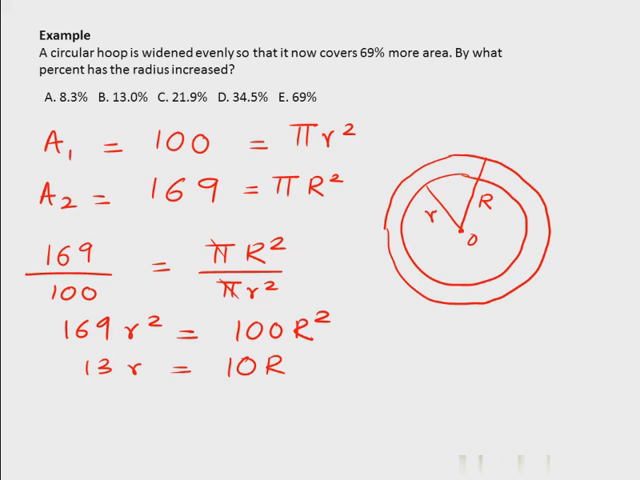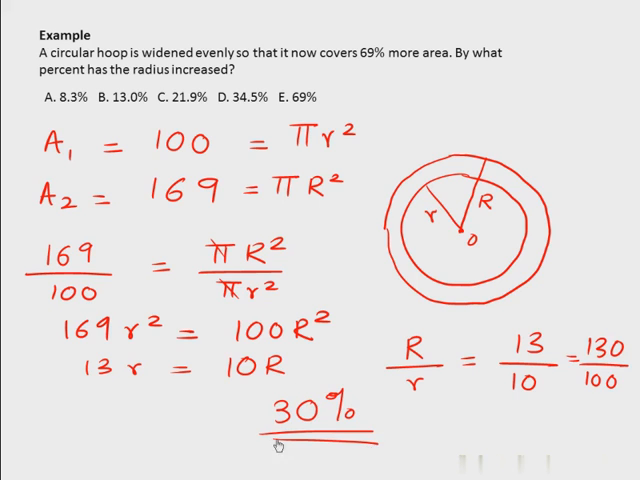So by what percent has the radius increased? So I can say big R by small r is 13 by 10. If I multiply both sides by 10, that's equal to 130 by 100. So big R is 130, if small r is 100. So the increase in big R is 30 for every 100 of small r. So it's increased by 30%. Well, unfortunately, none of the answers are correct. The correct answer is 30%. Sorry about that.